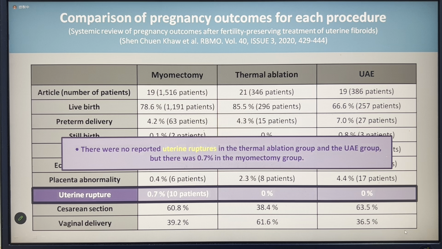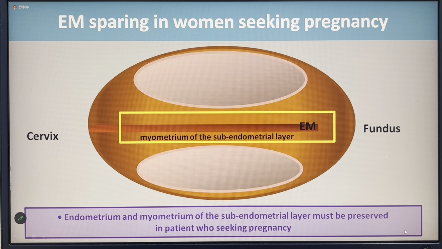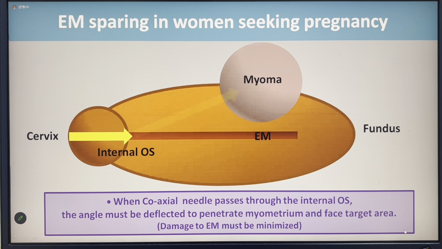There were no reported uterine ruptures in the thermal ablation group and embolization group, but there was 0.7% in the myomectomy group. But there are two findings to watch out for maintaining the fertility. First, endometrium and myometrium of the subendometrial layer must be preserved. Second, when coaxial needle passes through the internal os, the angle must be deflected to penetrate myometrium and face target area. Damage to the endometrium must be minimized.